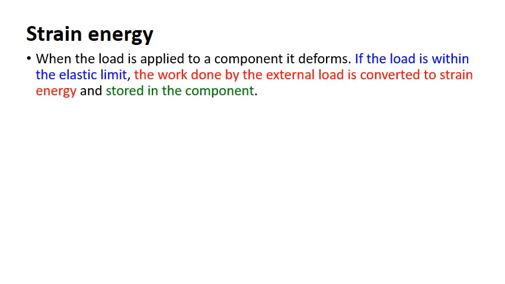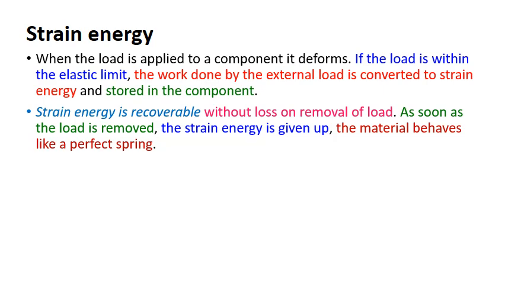The concept that we use in the elastic region is the strain energy. What is the strain energy? So you apply a load, the material deforms, and within the elastic limit, what will happen? If you remove the load, all the work input will be recovered, right? So this input work will be stored in the form of potential energy or strain energy within the component. So when you remove the load, all the input work will be converted into output work without any loss, right? The strain energy will be completely given up. The material behaves like a perfect spring.